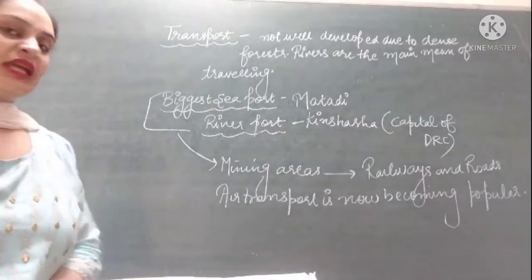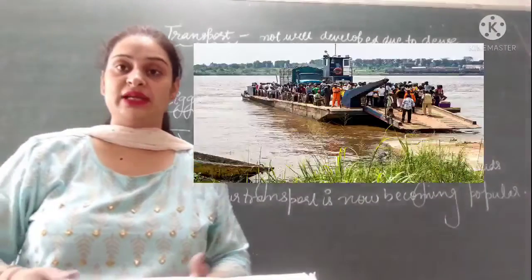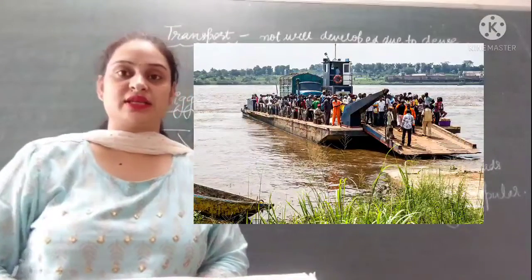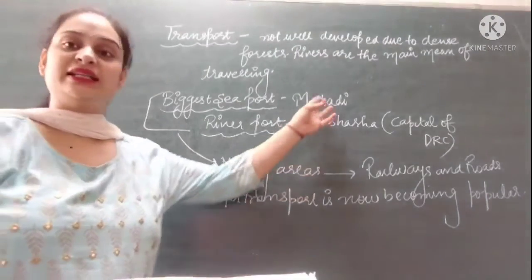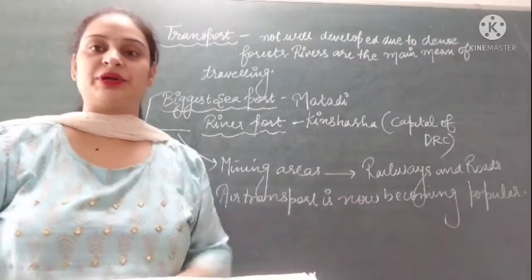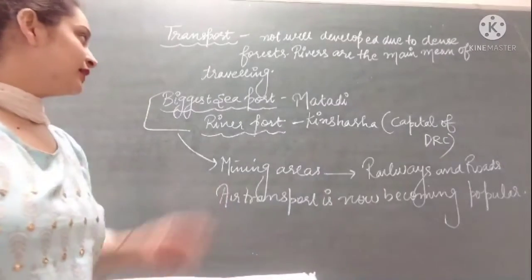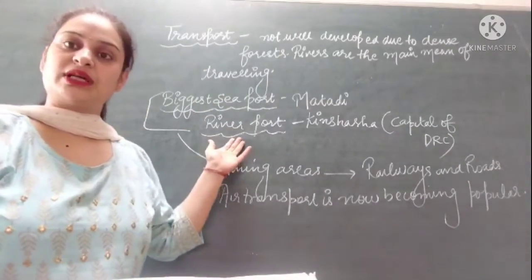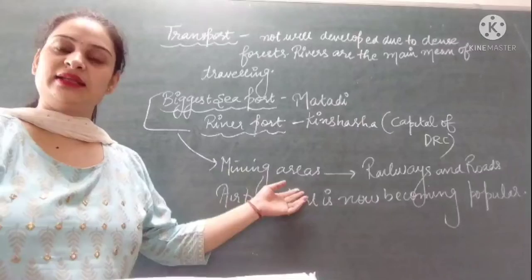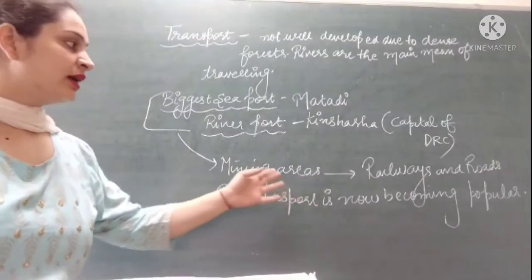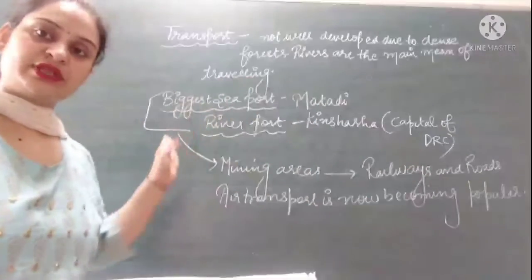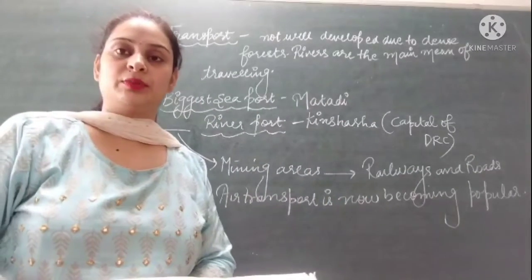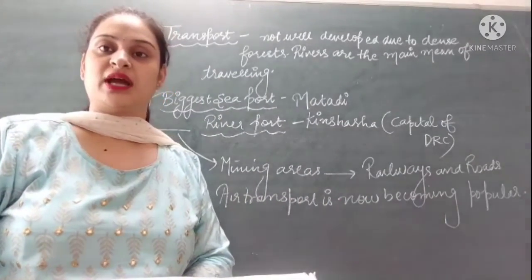So rivers are the main means of travel or transport in the DRC. The important seaports and river ports are Matadi and Kinshasa, which is the capital of DRC. These seaports or river ports are connected with the mining areas. Later on, the mining areas are connected with railways and roads. By using this process, transport becomes possible in the region of DRC.